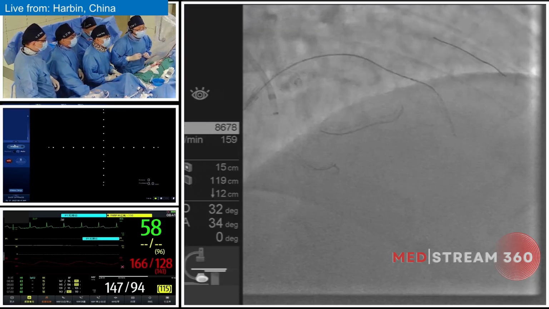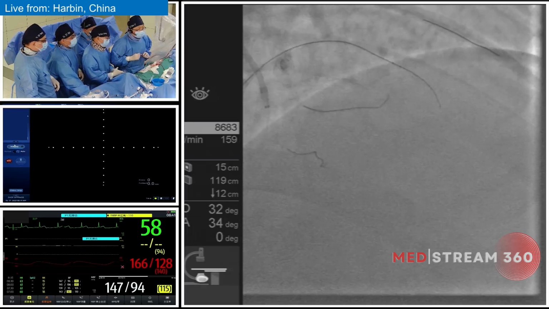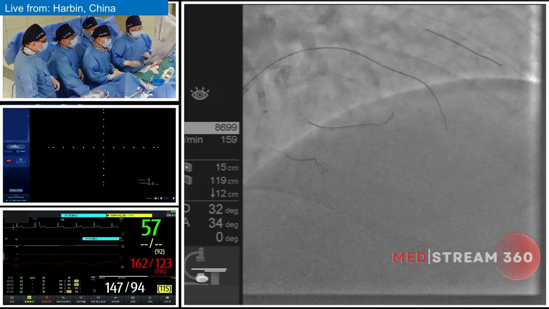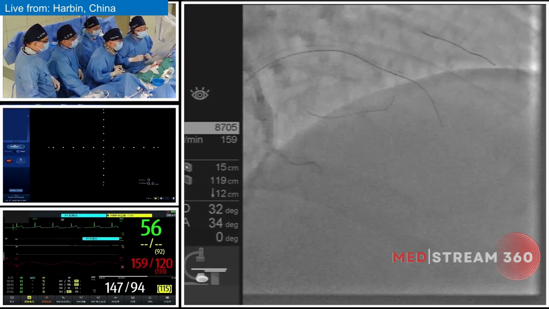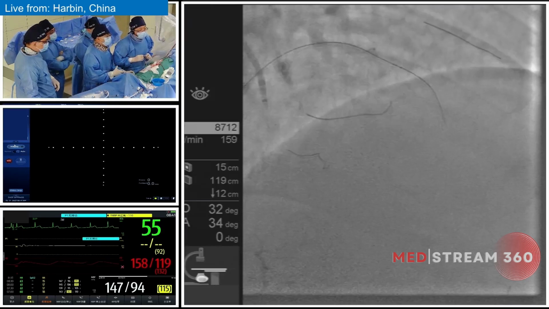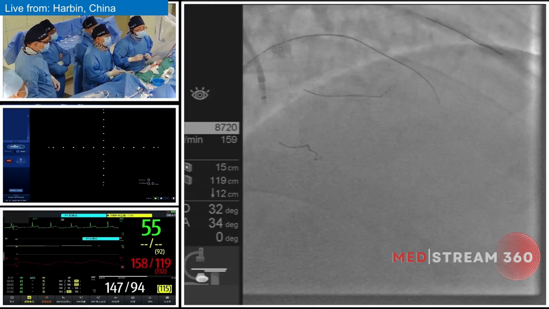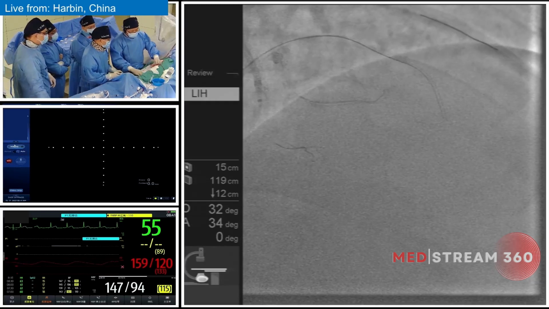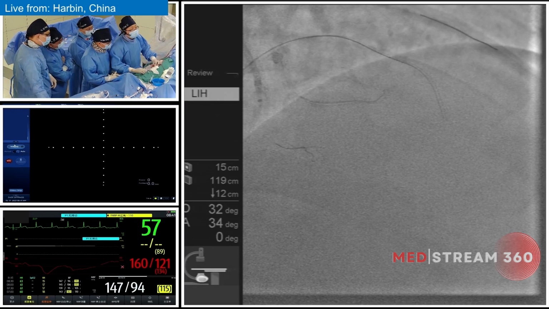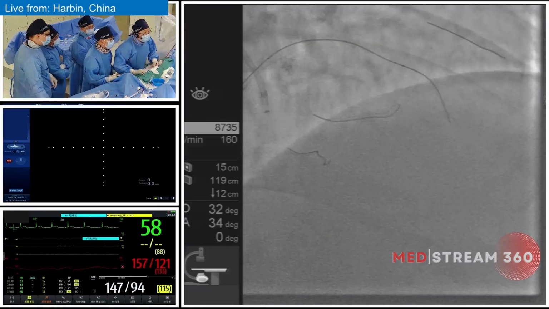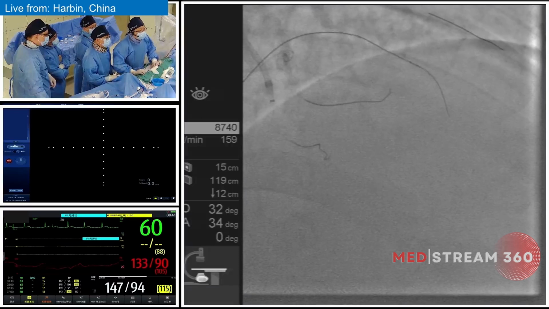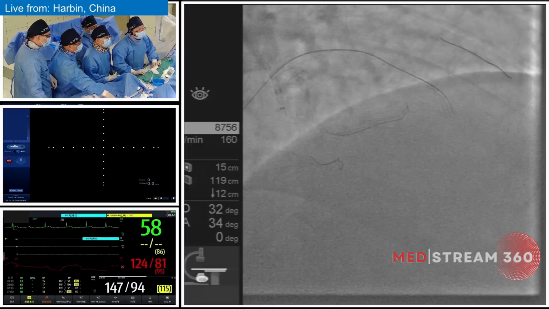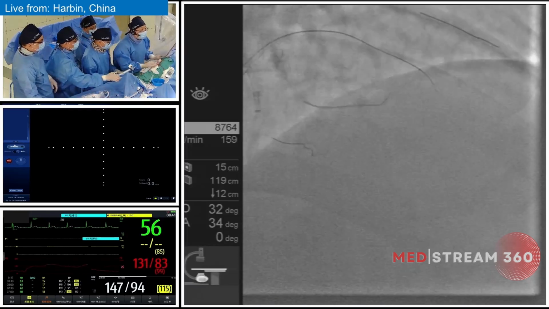Okay. The feeling tells me subintimal space. So maybe it's a potential reentry point or something. Test a little bit. Or maybe it's in the track from a previous attempt. Okay. Advance a little bit further.